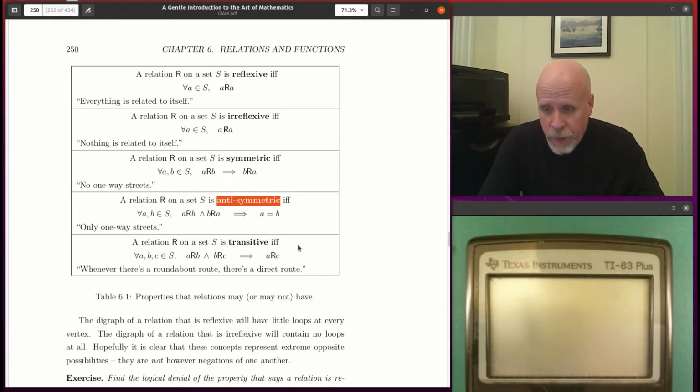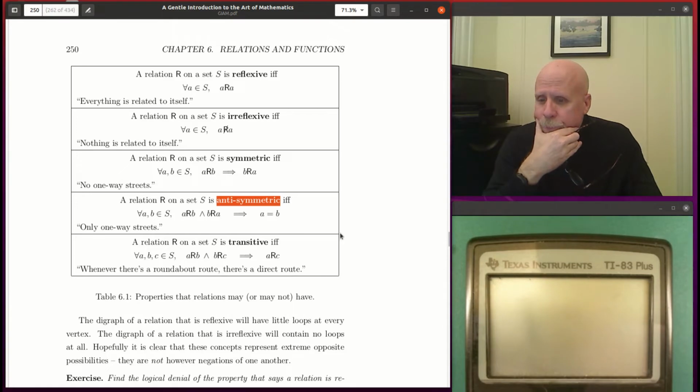Finally, transitivity. The transitive property, I suppose I should read it the way it says. A relation R on a set S is transitive if and only if for all A, B, C in S, when A is related to B and B is related to C, that implies that A is related to C. Now, if you think of these R's as roads, there's a road from A to B, and there's a road from B to C. But this implies that there's a direct route from A straight to C. That is, there is a road from A to C. Like it says, whenever there's a roundabout route, there's a direct route.